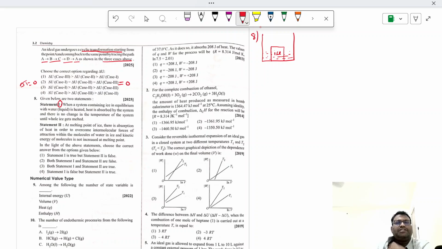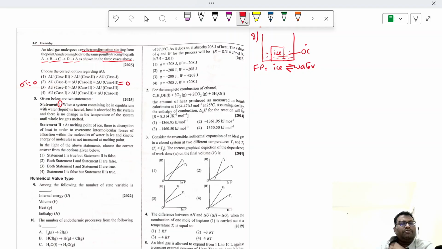When ice is in equilibrium with water, generally it will be at 0 degrees centigrade. We know that 0 degrees centigrade is the freezing point of water. At the freezing point of water, ice converts into water and water converts into ice. So at the freezing point, there will be an equilibrium existing between ice and water. The rate of conversion of ice into water will be equal to the rate of conversion of water into ice. So there is an equilibrium.